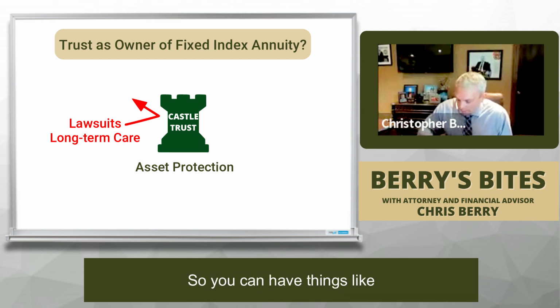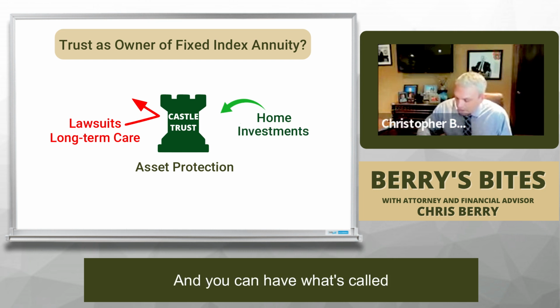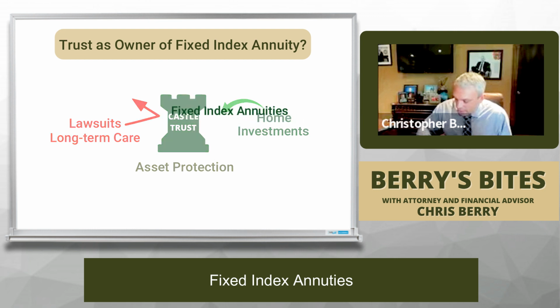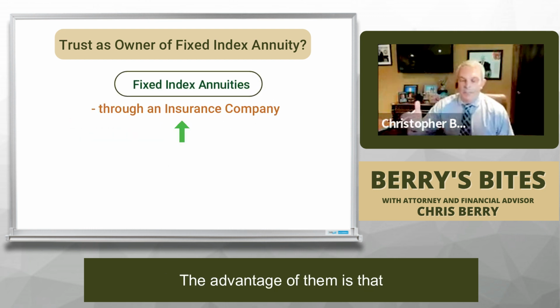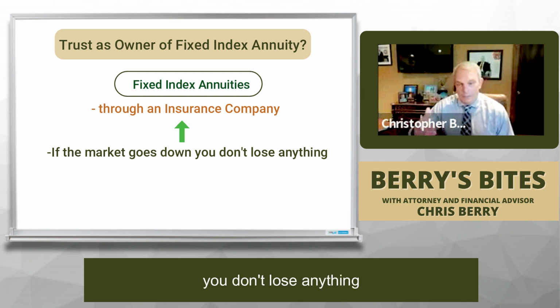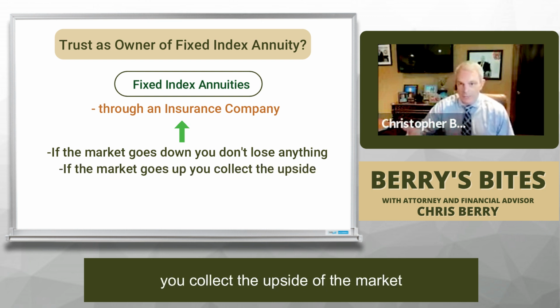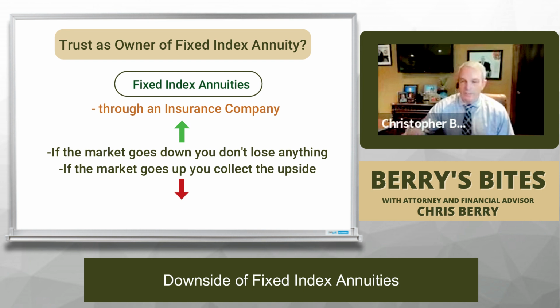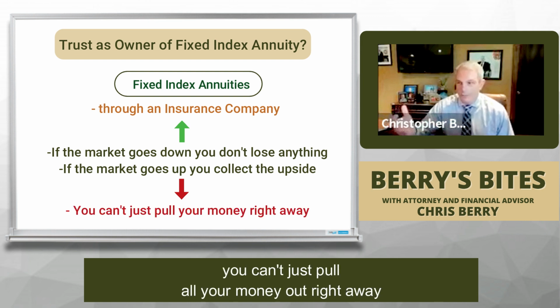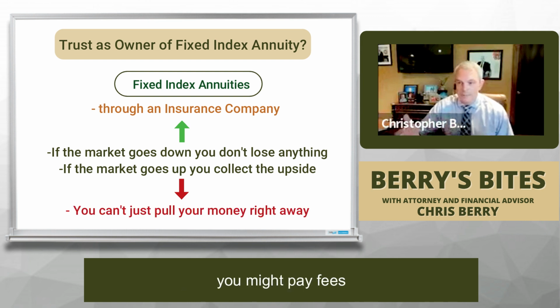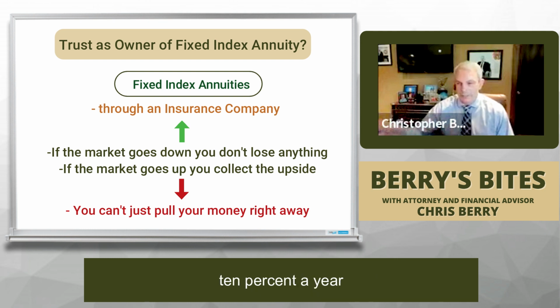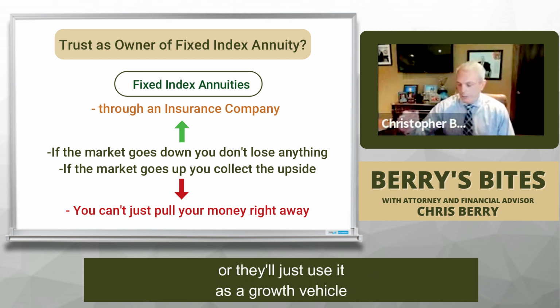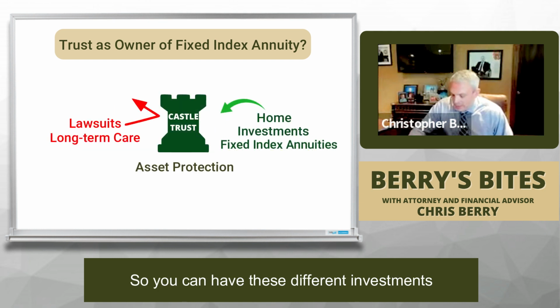So you can have things like your home in here, you can have investments in here, and you can have what's called fixed index annuities. It's through an insurance company. The advantage is that if the market goes down, you don't lose anything. If the market goes up, you collect the upside of the market. The downside of fixed index annuities is that you can't just pull all your money out right away. Otherwise, you might pay fees, and they're on kind of a 10-year chassis. So some people will take out like 10% a year, or they'll just use it as a growth vehicle. So you can have these different investments inside of here.